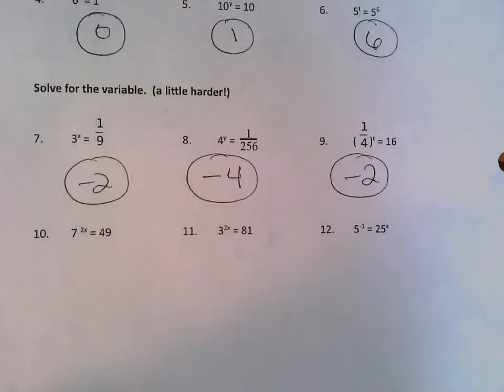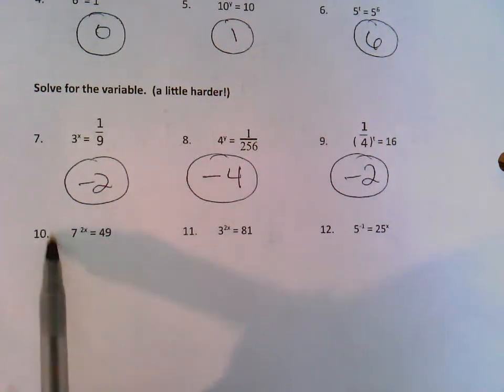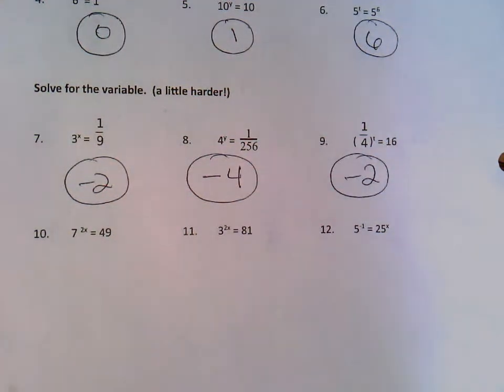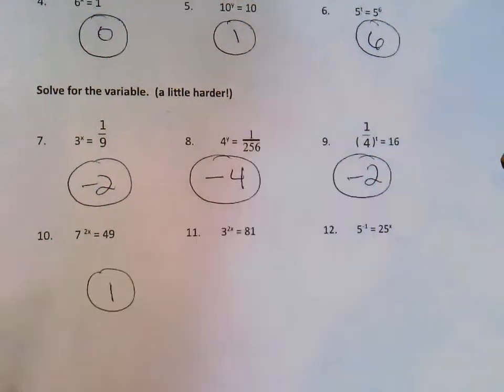Because you're exponent. So when you get to something like 10, I think you could still do 10 in your head. You need this to be 7 squared, right? What does x have to be? X would just have to be 1, right? So that 2 times 1 is still 2.